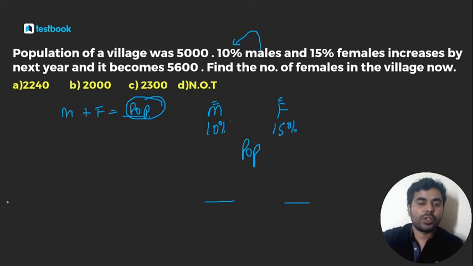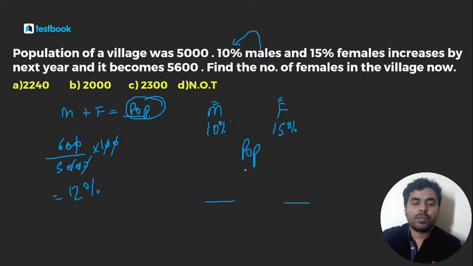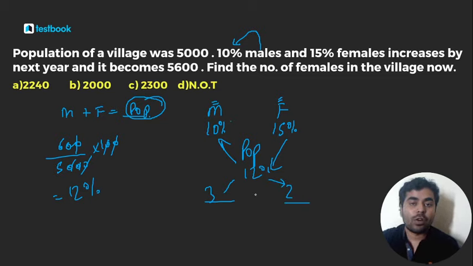So the percentage change in population is 600 upon 5000 into 100, that is 12%. Now after putting 12% here, we get the ratio diagonally: 15 minus 12, that is 3, and 12 minus 10, that is 2. So this is the ratio of male and female.